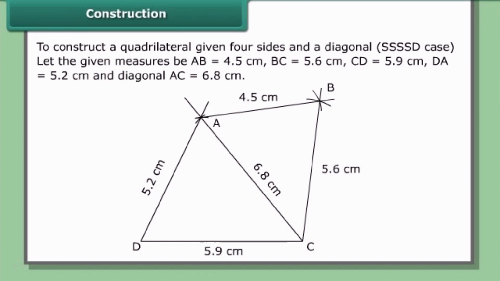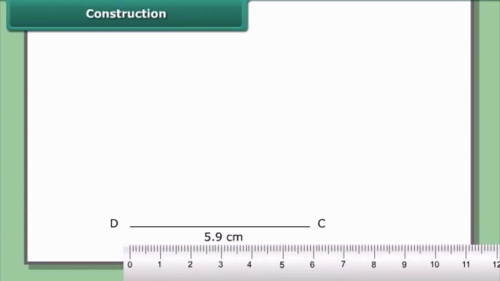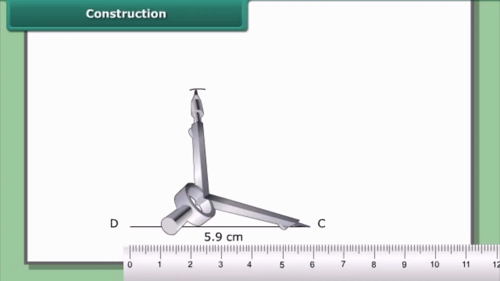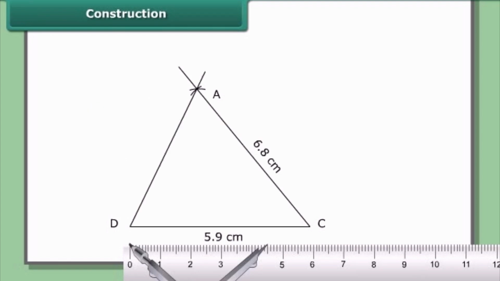Constructing triangle ADC. Draw DC, which is equal to 5.9 cm. With C as center and radius 6.8 cm, draw an arc. With D as center and radius 5.2 cm, draw another arc to cut the previous arc at A. Join CA and DA.